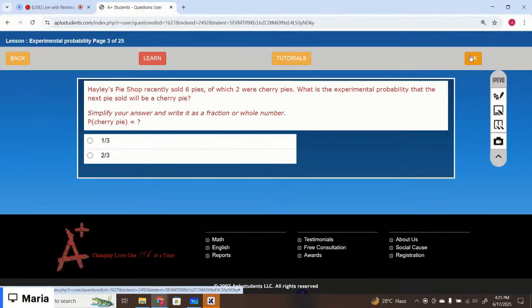Alice's Pie Shop recently sold its two more pies. What is the experimental probability that the next pie sold is the one with the most sales? That is 1 out of 3. Option number 1 is the correct option.